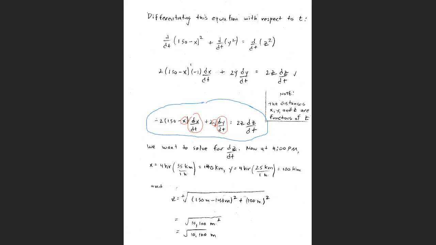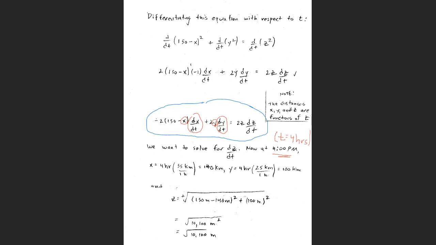But remember, they're asking how fast the distance between the ships is changing at 4 p.m. Well, at 4 p.m., what's the value of t? 4, that's right, Ian, because we started at noon, and 4 p.m. is 4 hours later. So t is 4 hours.